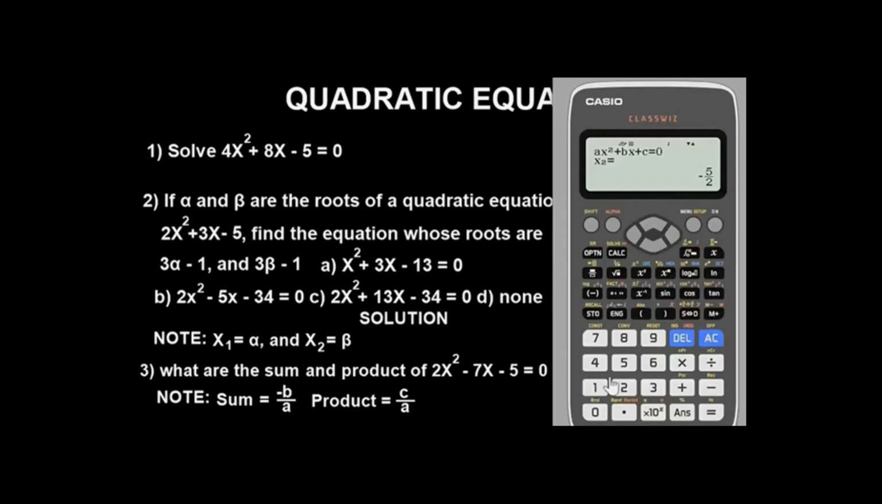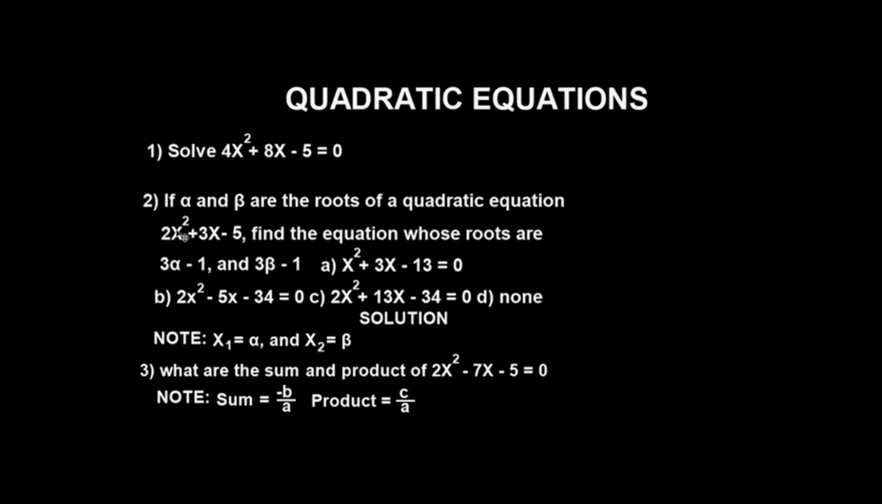Very simple, guys. As you can see, question 2 looks a bit technical. It says if alpha and beta are the roots of the quadratic equation 2x squared plus 3x minus 5, find the equation whose roots are 3 alpha minus 1 and 3 beta minus 1. So these are our options, guys. Very simple, I'm going to show you.